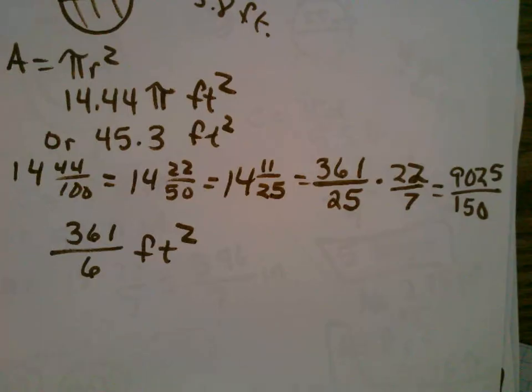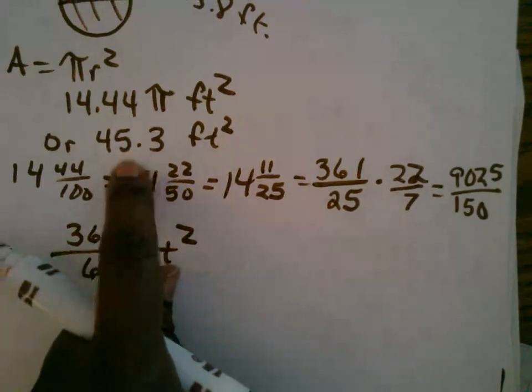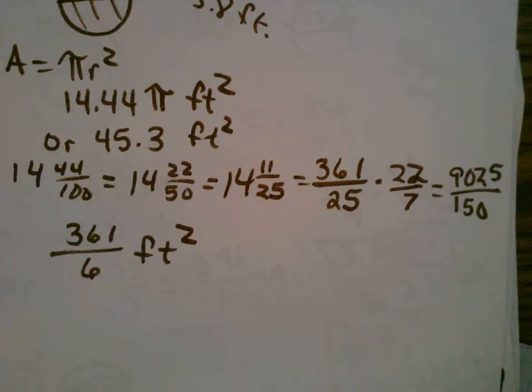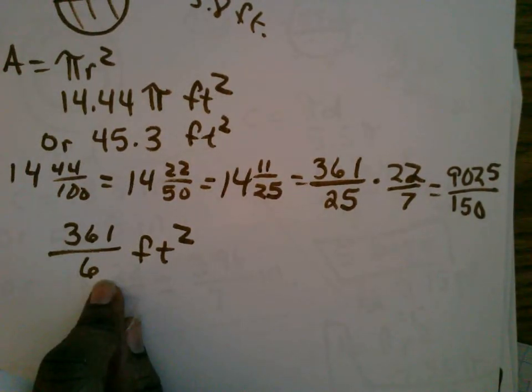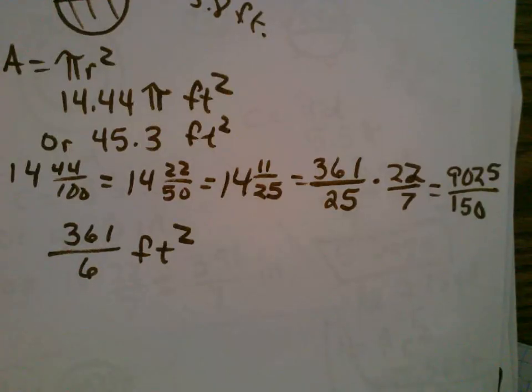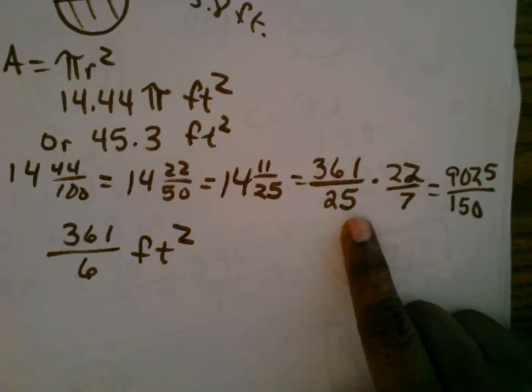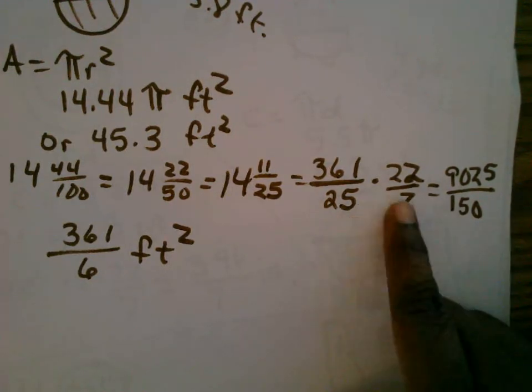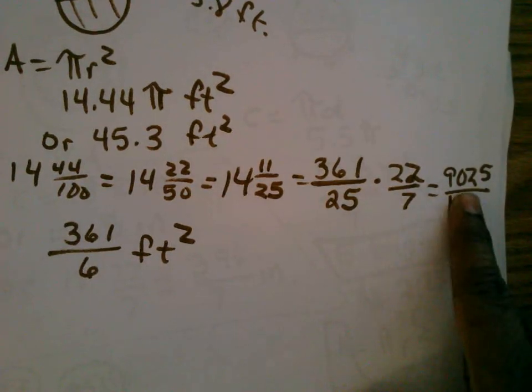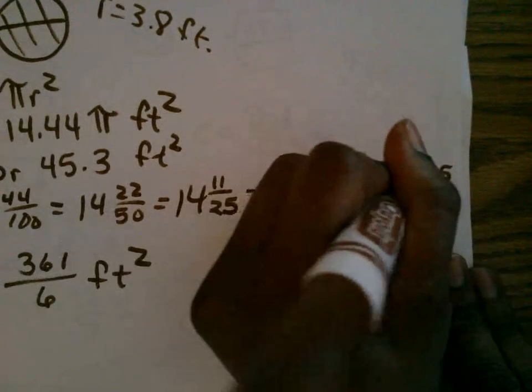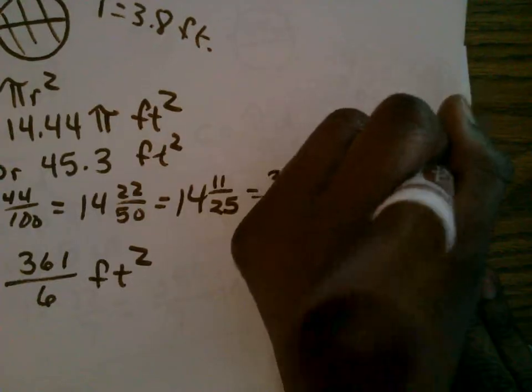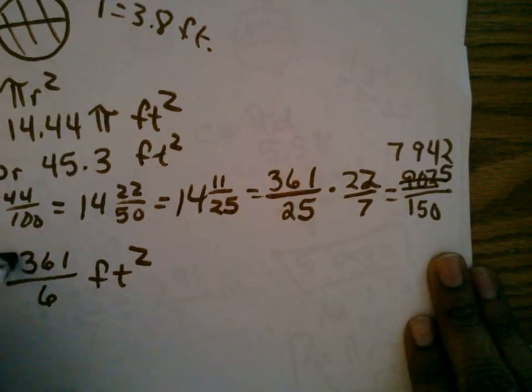45.3 is right. I wonder what 361 divided by 6 is. Oh, that's wrong. 453 over 10 for the fraction one. Yeah, that's what I got. So where did I mess up? 361 times 22, I think, is 9,025. Okay, so 361 times 22 is, oh, that's why. Okay, 7942, and so this won't work.